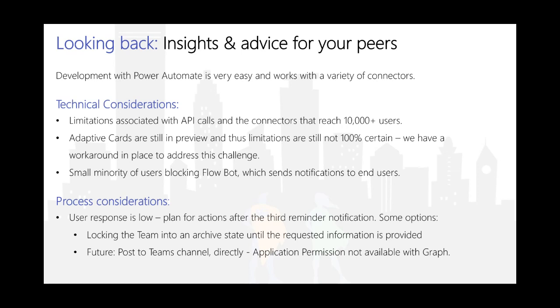I would say this is quite critical and important for a governance or platform team, to send some notifications to the teams across the tenant, if this post message comes under the application permission type in the Graph API. So that is the last point: future post to Teams channel directly, application permission type not available with Graph. So this is a limitation for us.